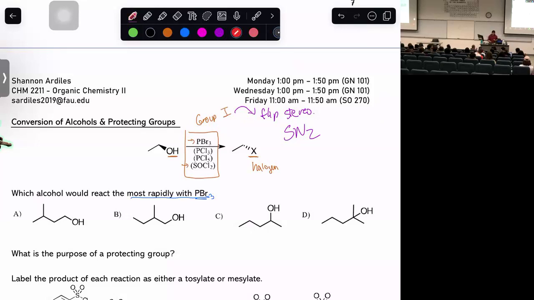So yeah, this one is basically refreshing your memories from SN2. SN2, we know that it's a one-step reaction, and it prefers an electrophile, in this case the alcohol group, to be less sterically hindered. So less steric hindrance, the better it is.